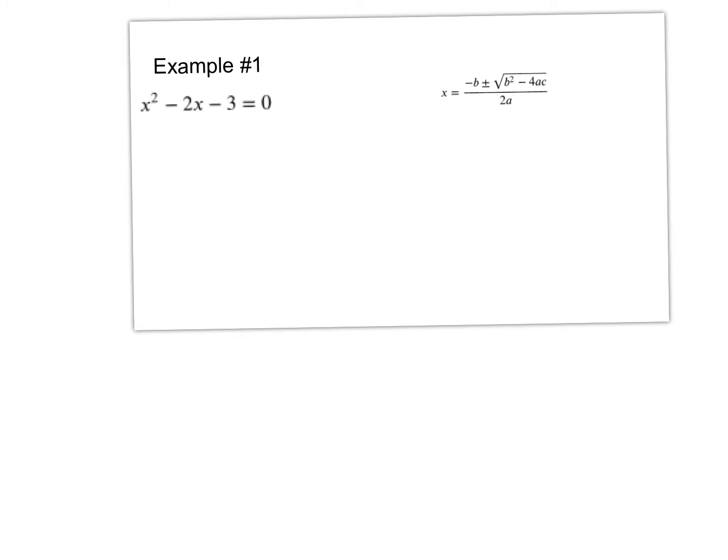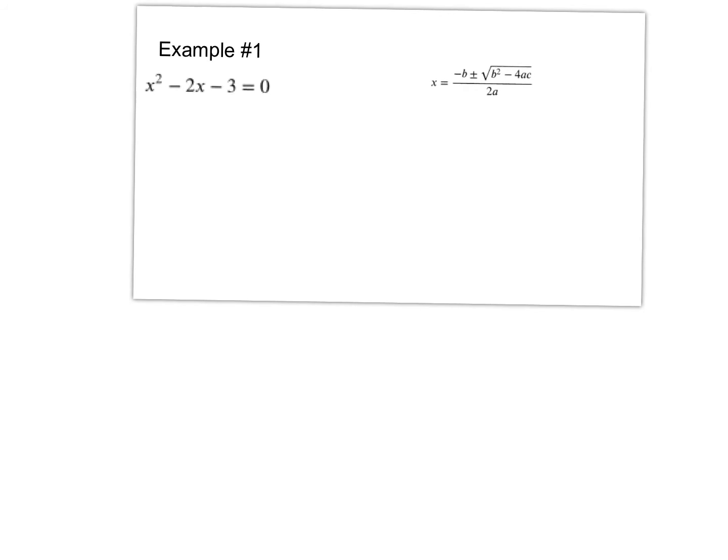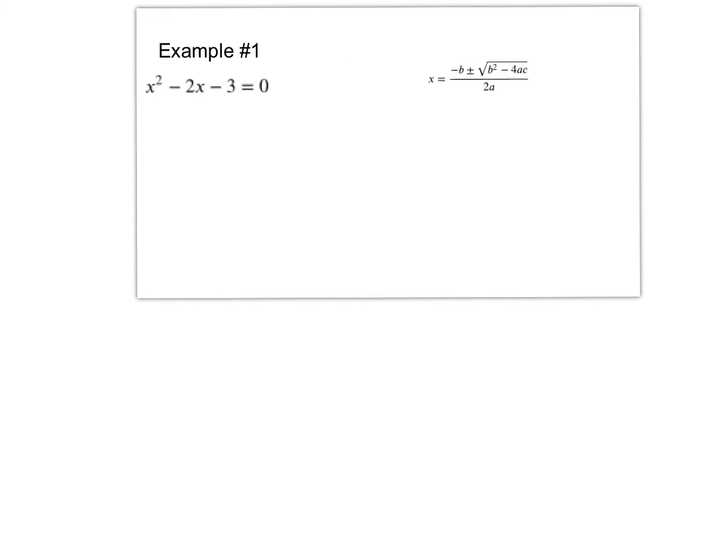I give you x squared minus 2x minus 3 equaling 0. One of the first things we have to worry about is, does one side of this equation equal 0? And the answer is yes, so I'm all set. Next, I'm going to label my a's, b's, and c's. The number in front of x squared is 1, since I can't see it, that is a. The number in front of regular x is b, so in this case b is negative 2. And my c value is negative 3.